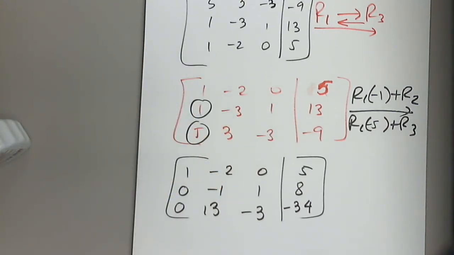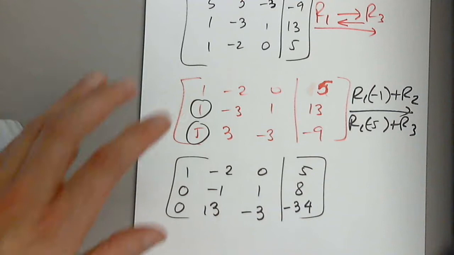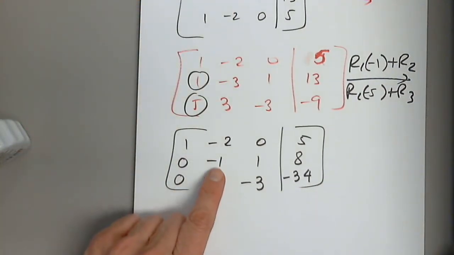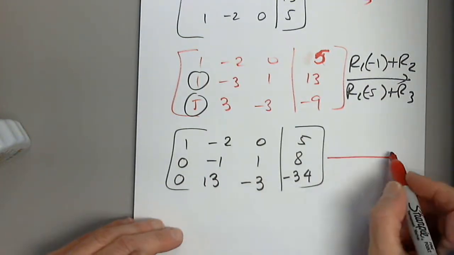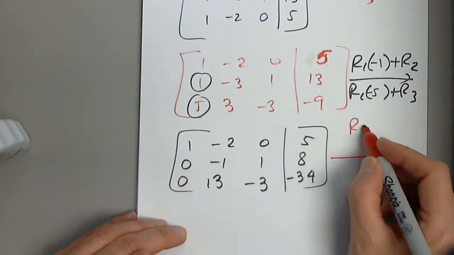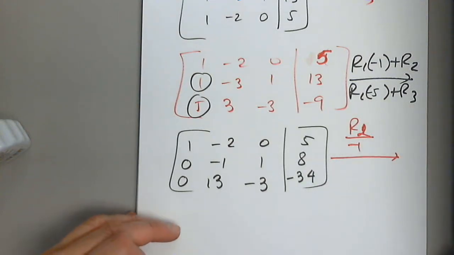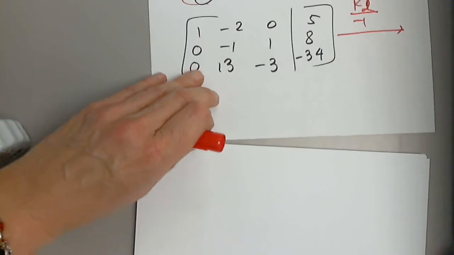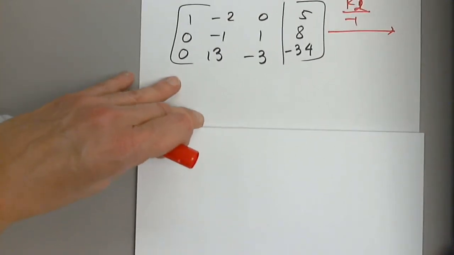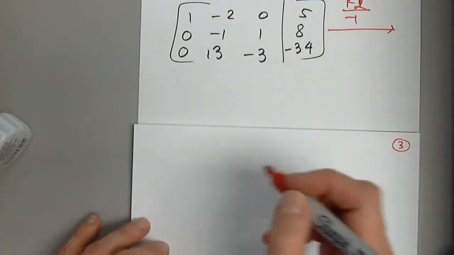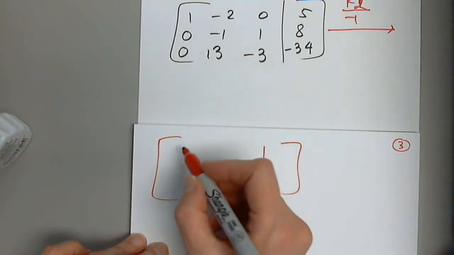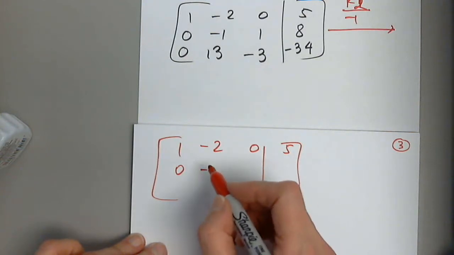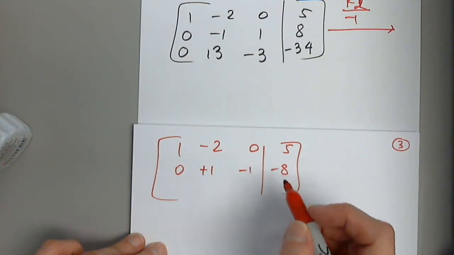Well done. Is this okay so far? Good. I don't have to swap anything because my next step is right here, but I do have to do something. You have to divide it. Divide or multiply row 2 by -1. Perfect. Next step. One, -2, 0, 5. 0, -1, I'm sorry, +1, -1, -8.